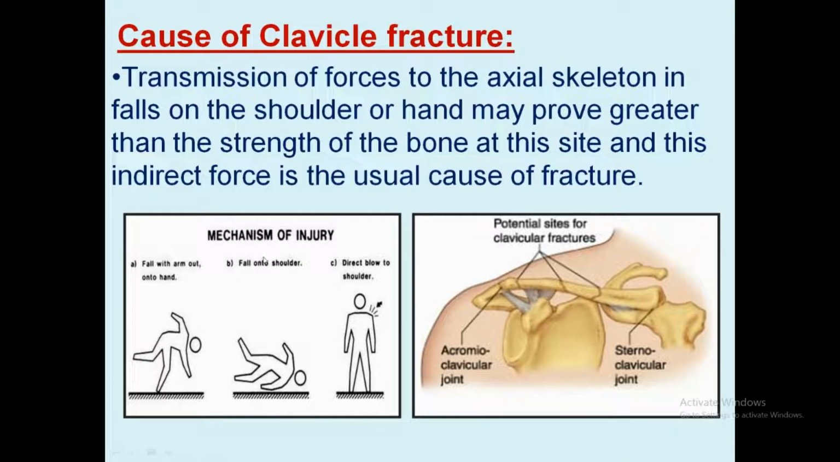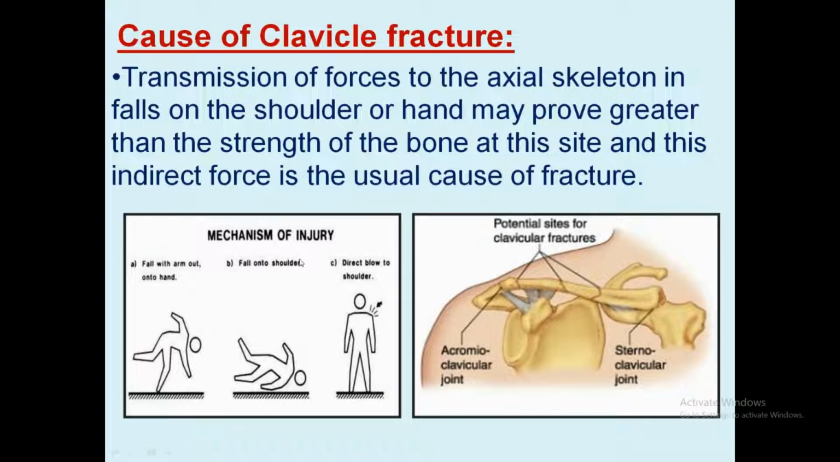It is a fall onto the shoulder or onto an outstretched hand. அதாவது the transmission of forces to the axial skeleton in falls on the shoulder or hand may prove greater than the strength of the bone at this site, and this indirect force is the usual cause of fracture.